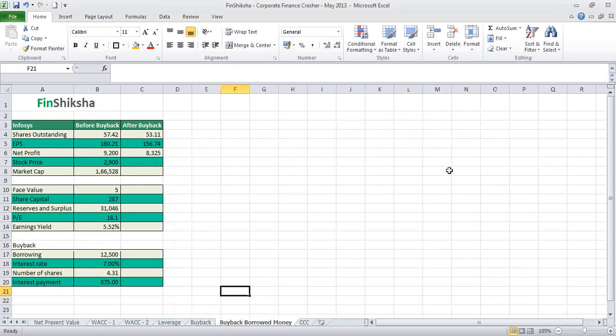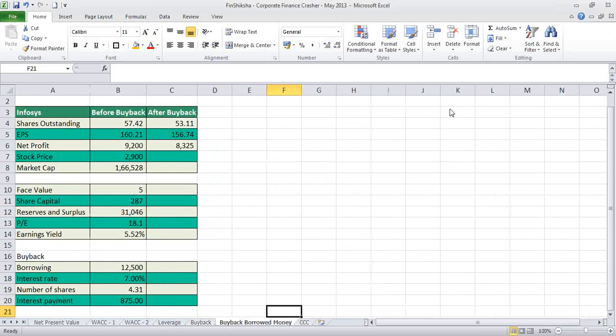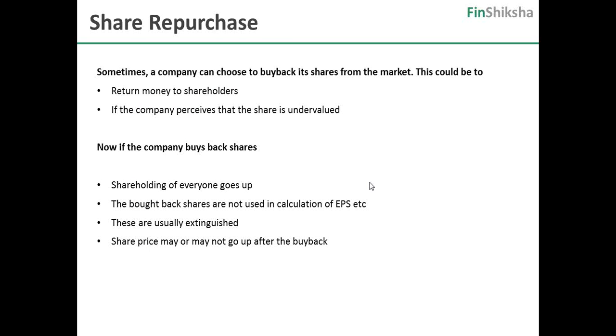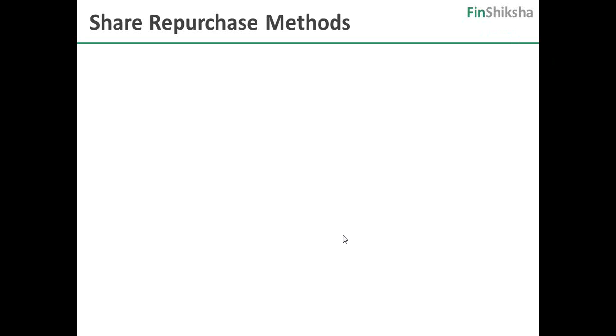Straightforward. Buyback using borrowed money, however, will render your profits lower, because if you borrow 12,500 crore at an interest rate of 7%, you will end up paying an interest of 875, which reduces your net profit by 875. It is possible that after the buyback, the earnings per share actually goes down from the existing number because profits have gone down in order to fund the purchase. So that's one thing that you need to be careful about in terms of looking at buybacks while looking at companies.